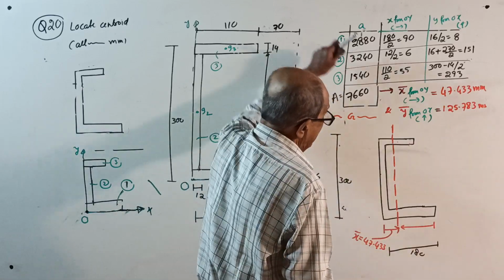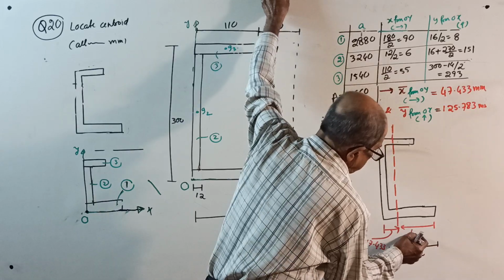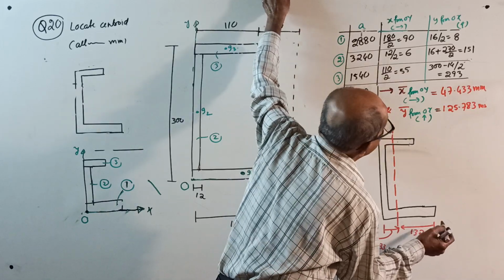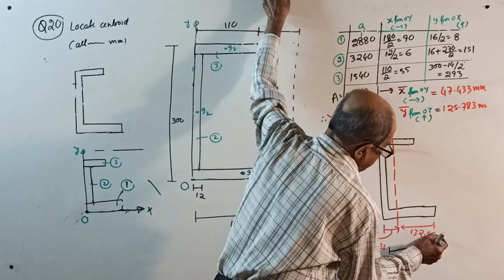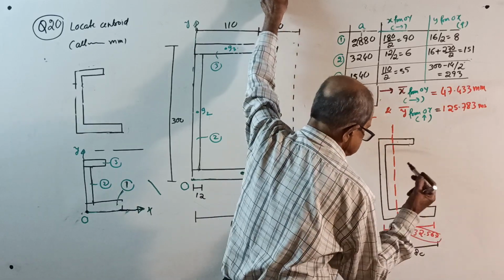From 180, subtract it. You will get 132 point, I already calculated, 132.567 is this answer, calculated value, okay, round off.